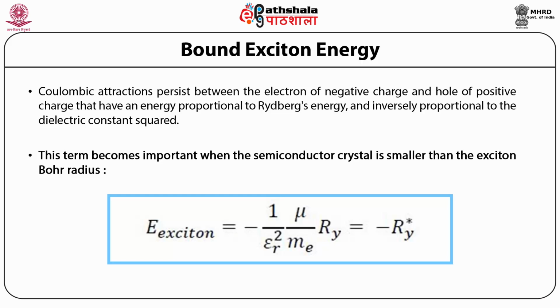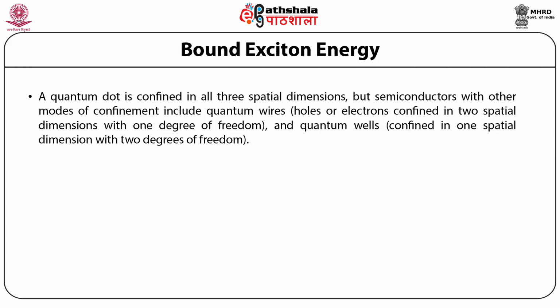Now substituting the values of these energies in the expression of the total energy which we have discussed earlier, we can find the total energy. A quantum dot is confined in all three spatial dimensions, but semiconductors with other modes of confinement include quantum wires, which have holes or electrons confined in two spatial dimensions with 1 degree of freedom, and quantum wells, which are the confinement in one spatial dimension with 2 degrees of freedom.